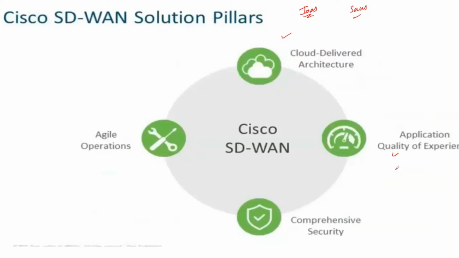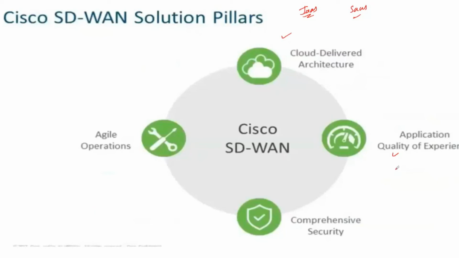On the basis of application, we can select the transport. If the application is some XYZ application, use the WAN. But if the application is some ABC, use both the internet as well as the WAN to load share the traffic, right? So that we get a better experience.